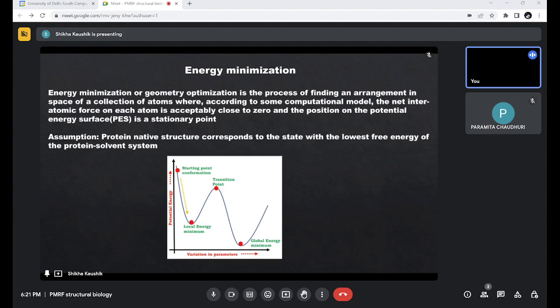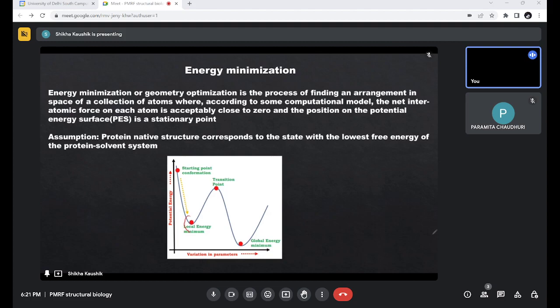So you have to come to a minimum level. You have to take your system to a level where you have a force, the interatomic force, that is minimum among the atoms, and the position on the potential energy surface is at a stationary point. So if you could look here, I have given you something.